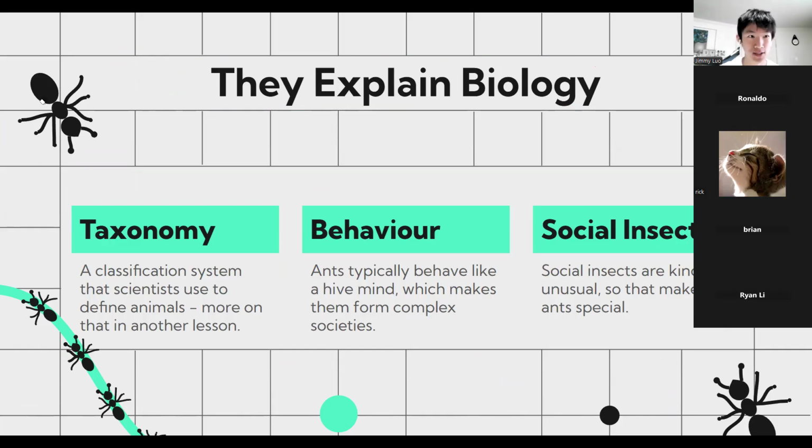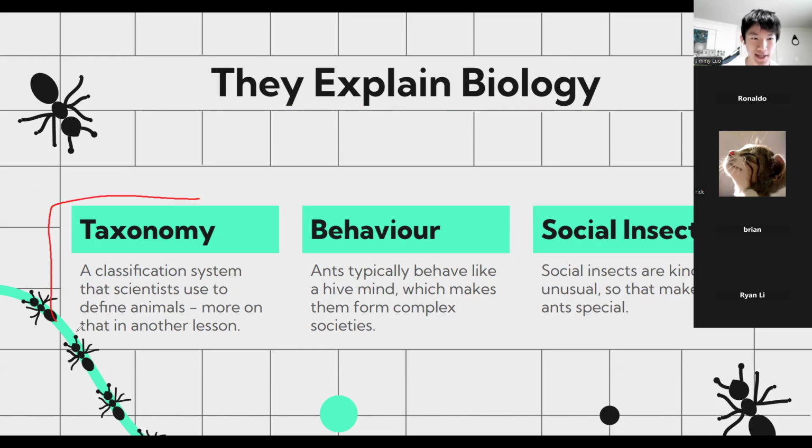Our next slide will basically say that ants explain biology. Ants, as we know, are living beings, right? And biology is the study of living beings. We'll talk more about biology as a whole in maybe the next lesson.